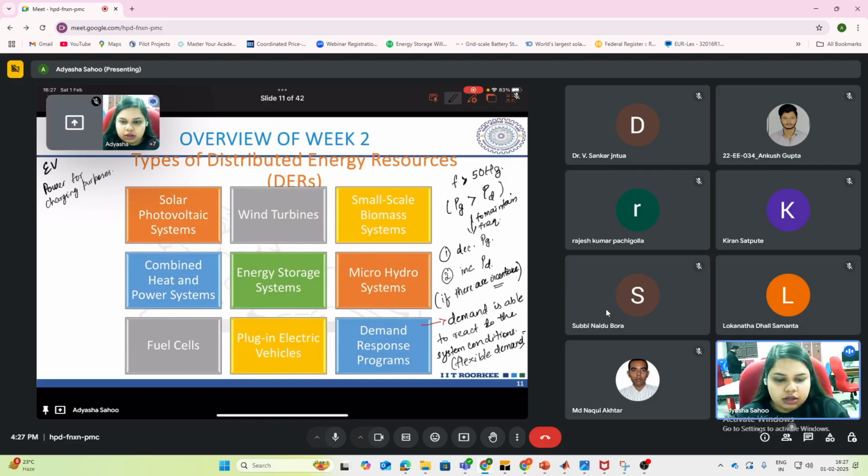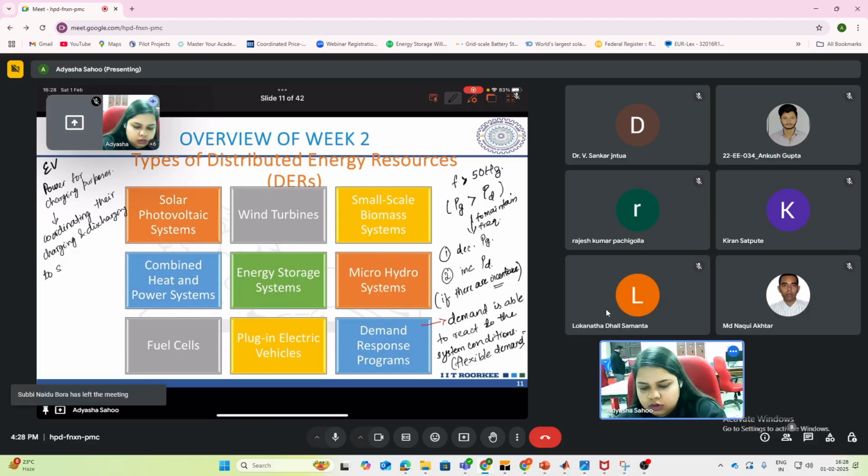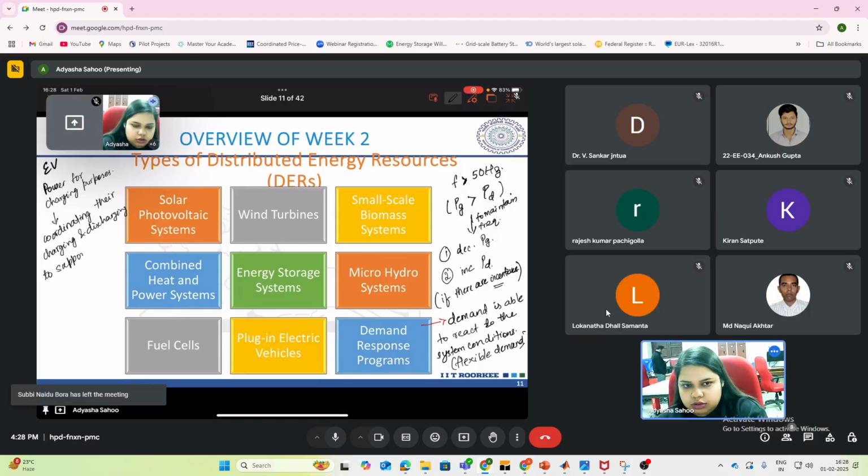But similarly to the demand response activities, these EVs can also discharge or inject power back to the grid to support system operation. So basically, it is like coordinating their charging and discharging to support the system operation.